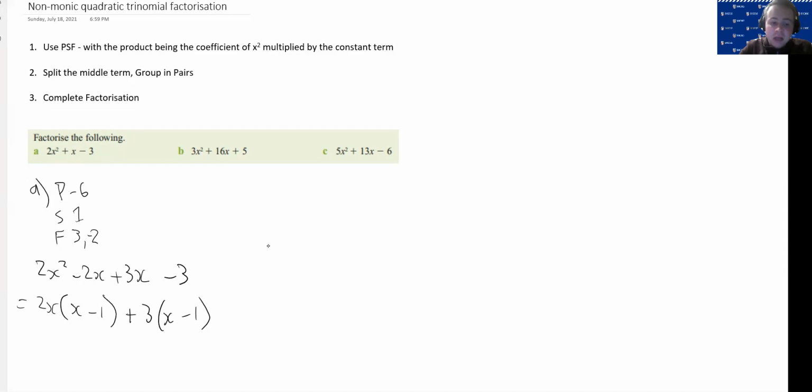so I can then complete my factorization by writing this, take out the common factor, and then I get 2x plus 3 there. If you need some revision on grouping in pairs, you can look at the video from last week, and that will help you out.